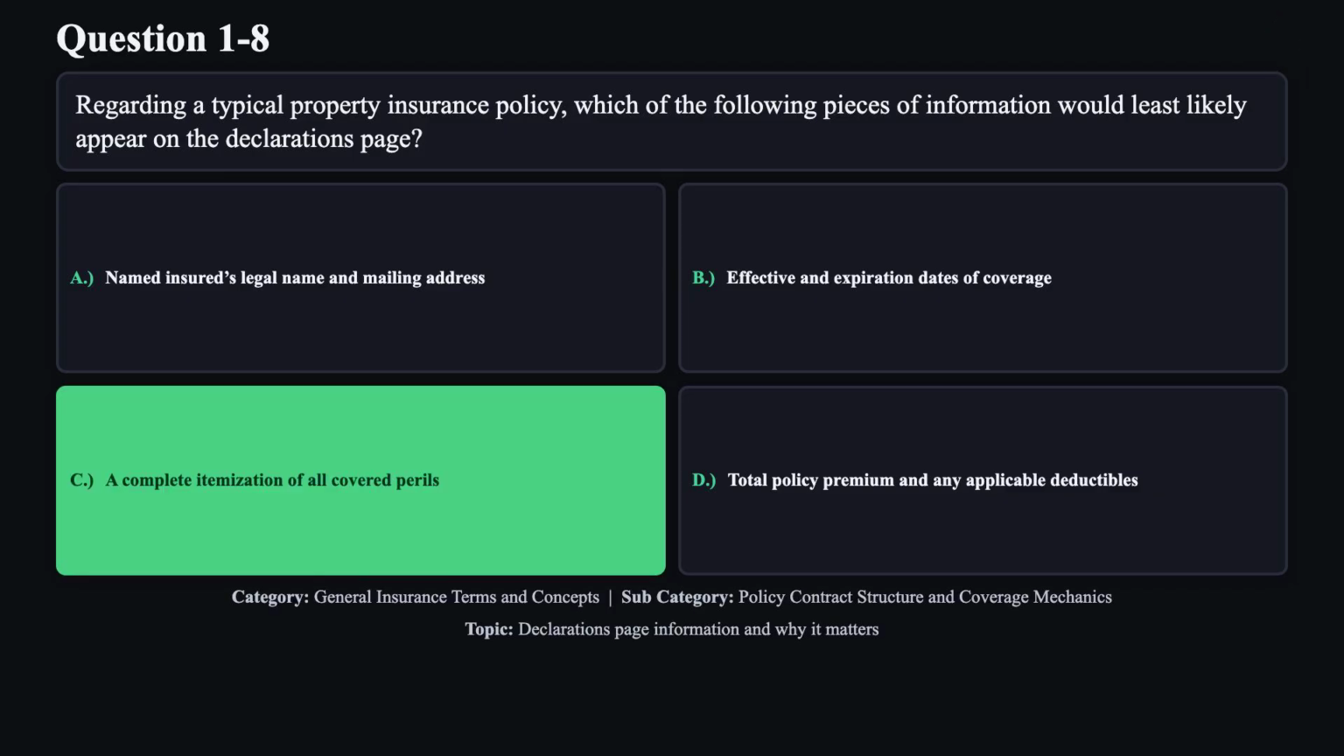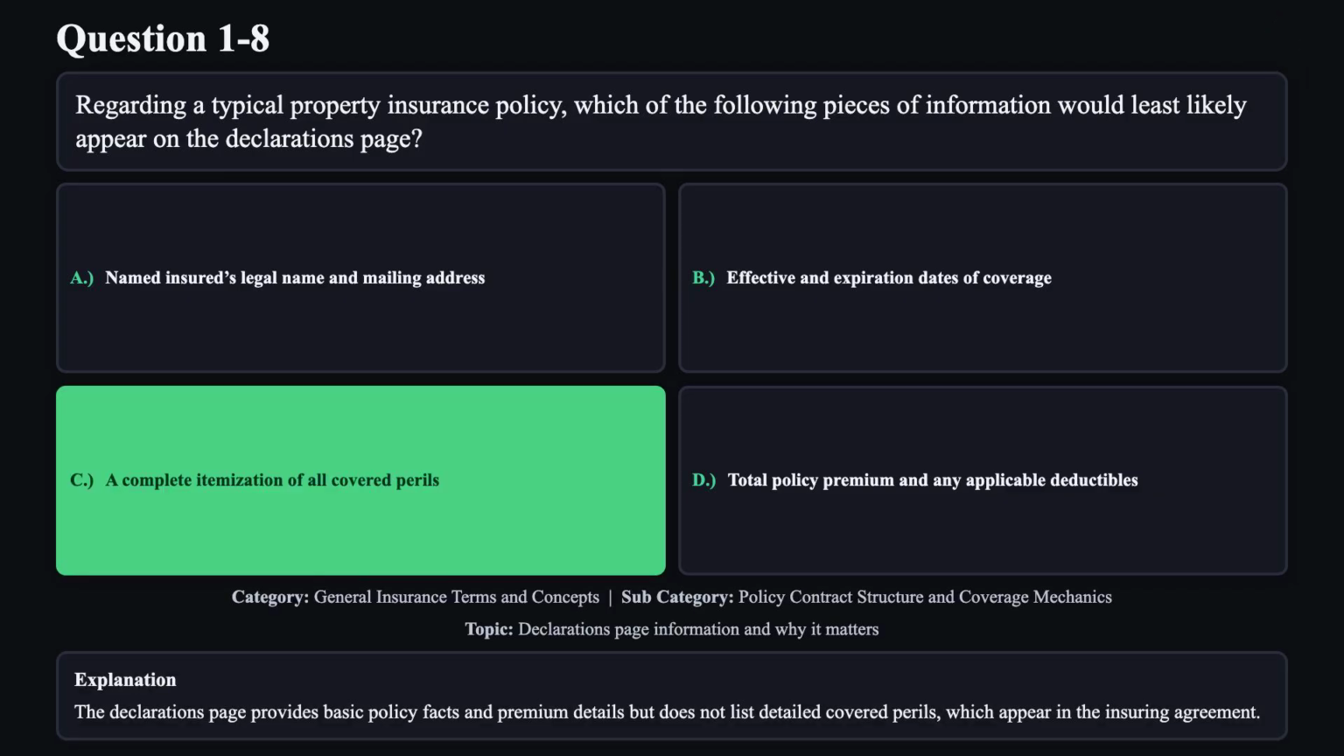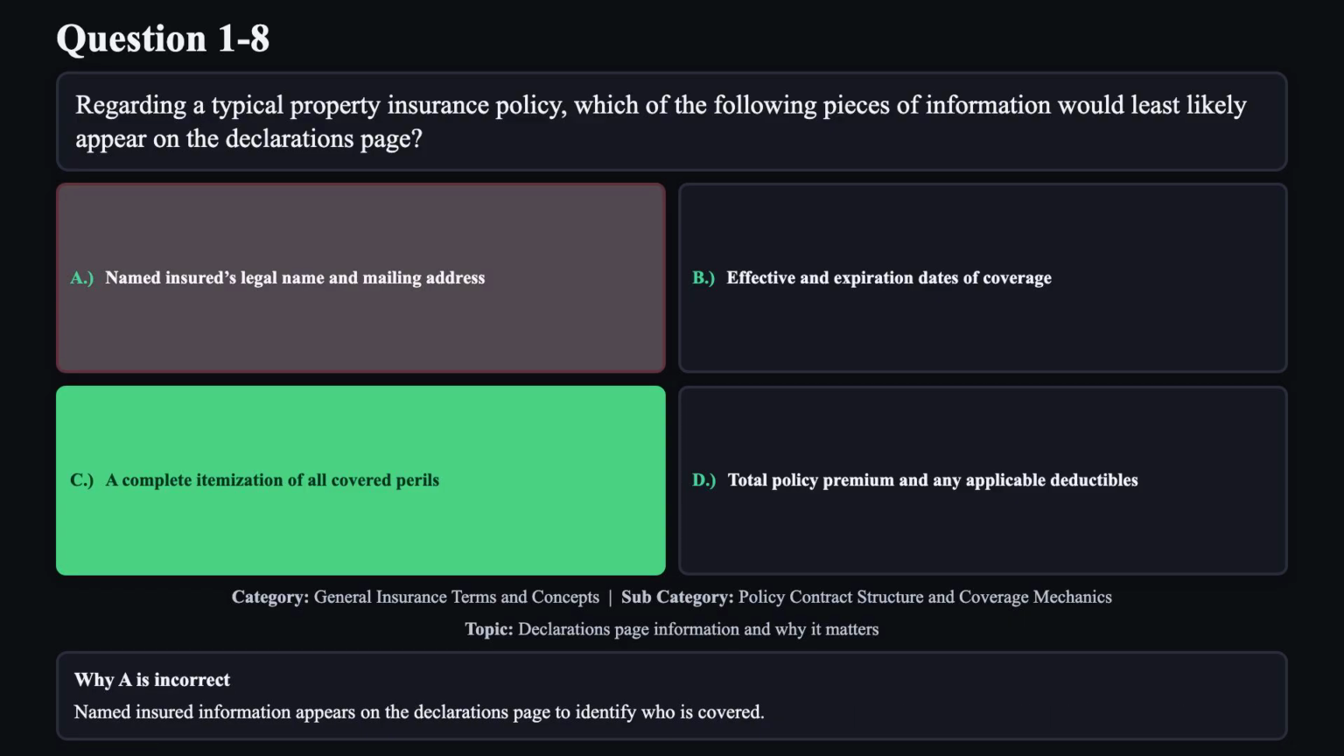The correct answer is C. The declarations page provides basic policy facts and premium details, but does not list detailed covered perils, which appear in the insuring agreement. Reason A is not correct. Named insured information appears on the declarations page to identify who is covered.